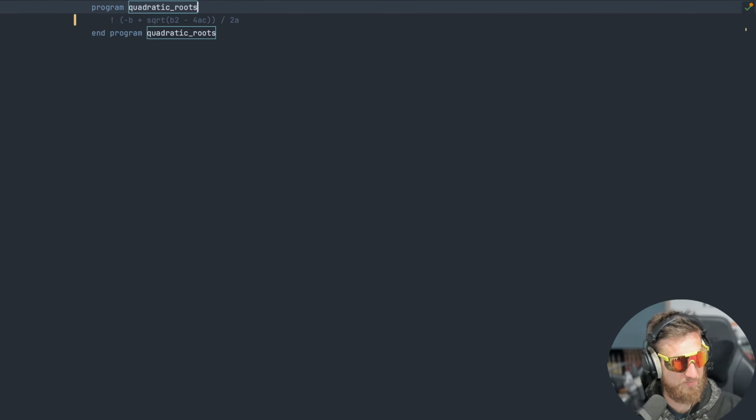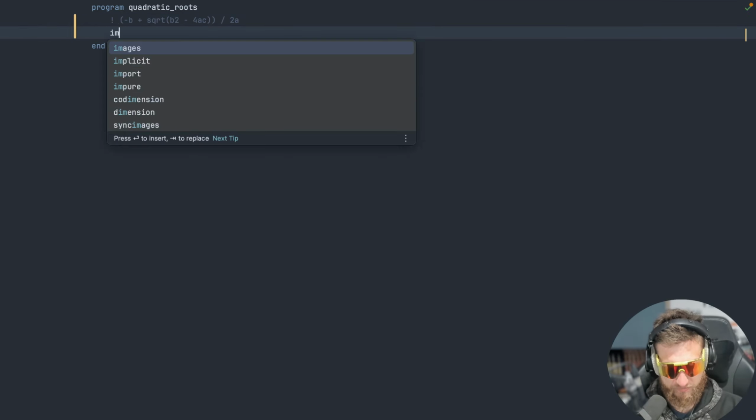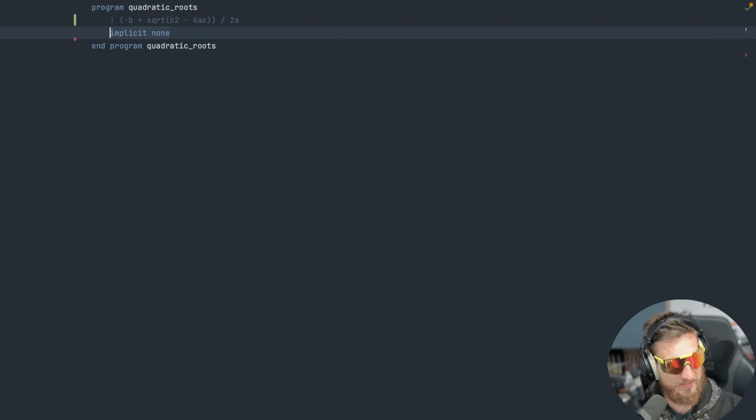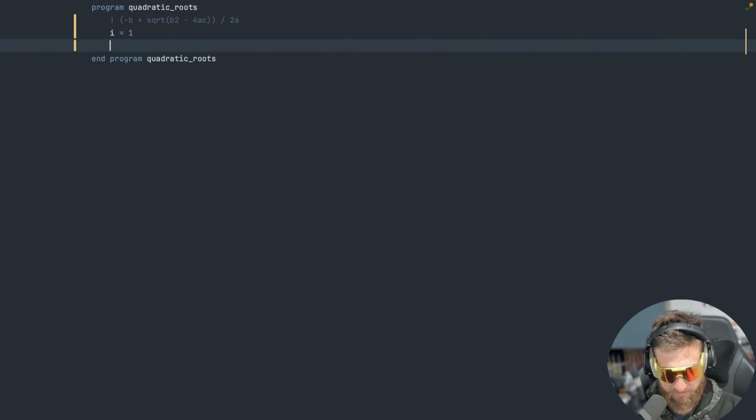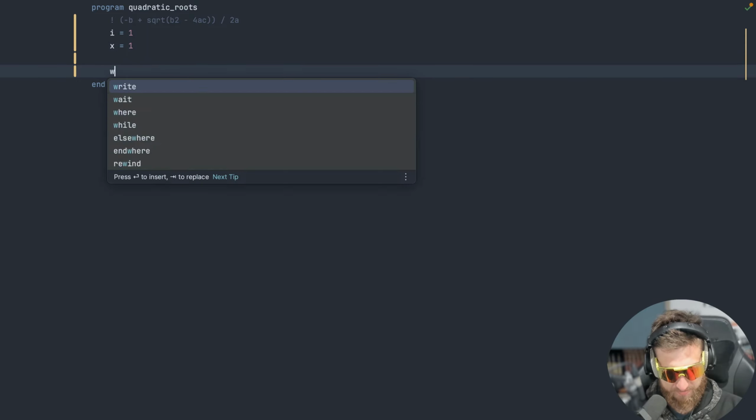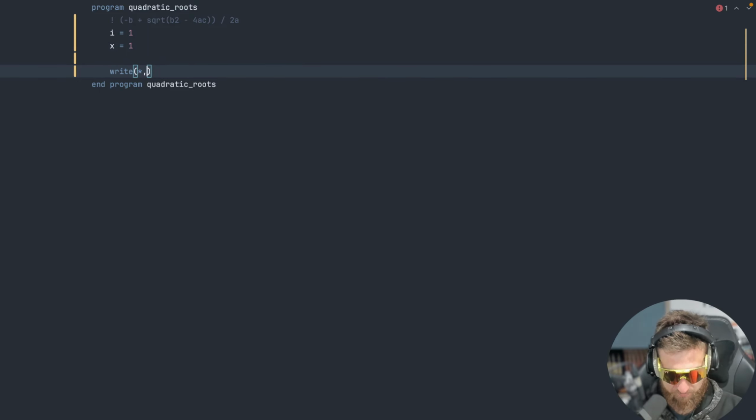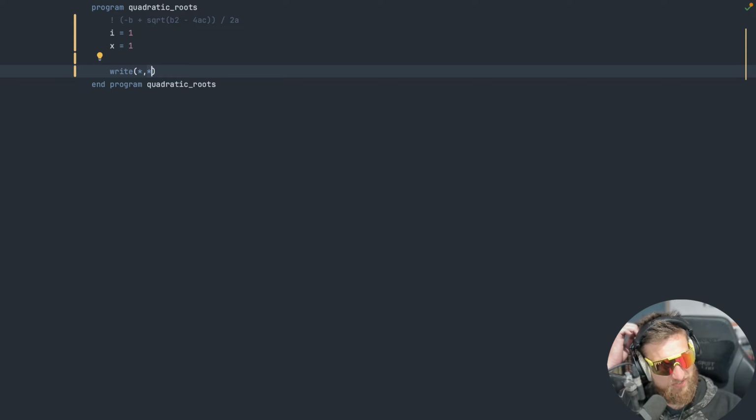To start any program off in Fortran, you're going to want to use the keyword implicit none. You don't have to, but I suggest you do. Let me quickly show you what happens if you don't. So i equals 1, x equals 1, and then just write i and x out. The first star means standard out. The second star is a formatting thing; I think it means list-directed IO, so you're leaving the formatting up to the program.